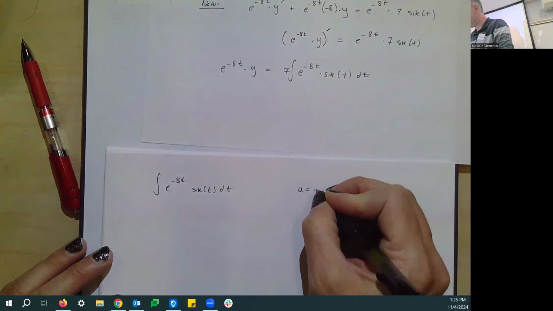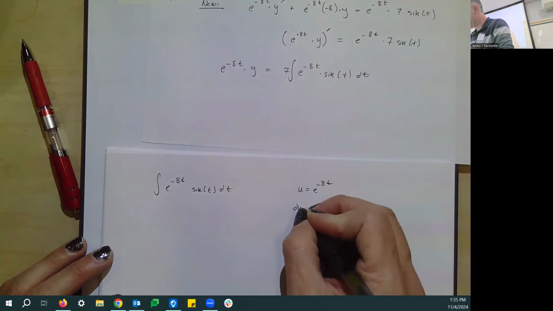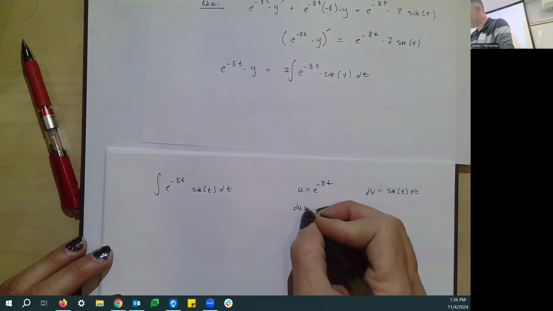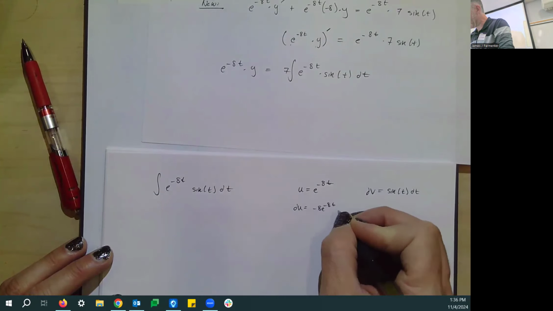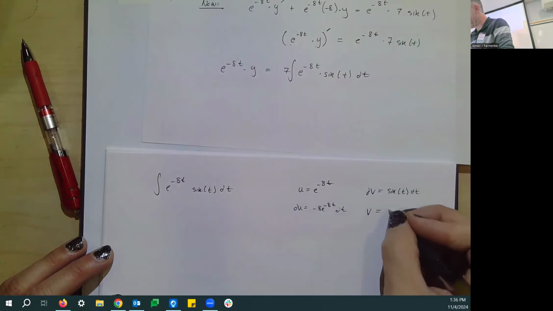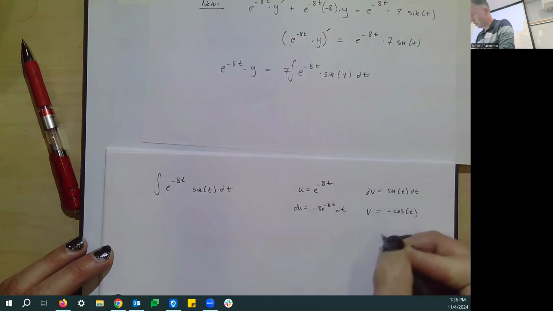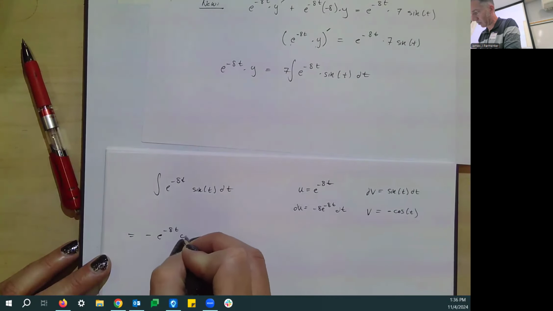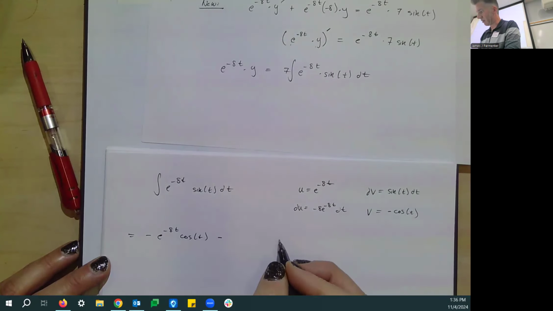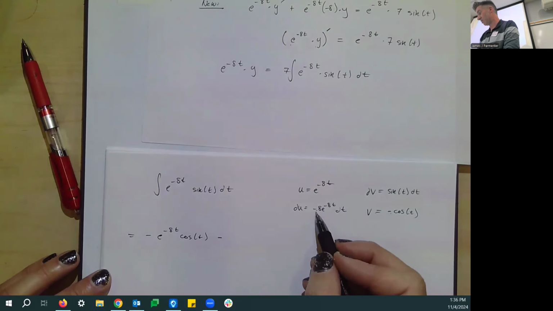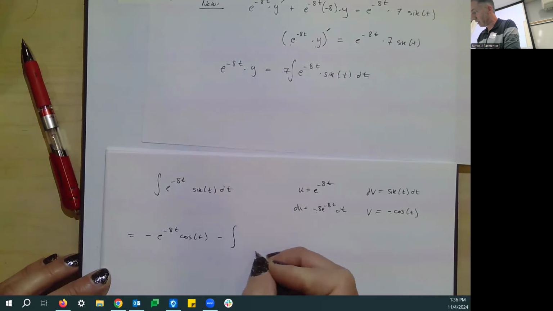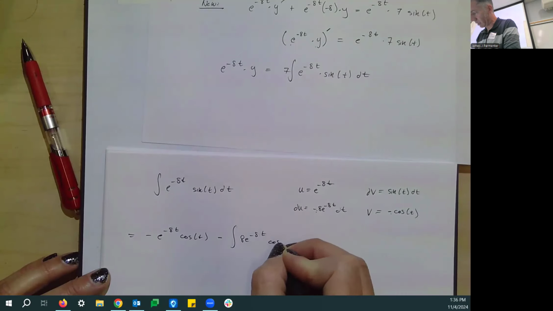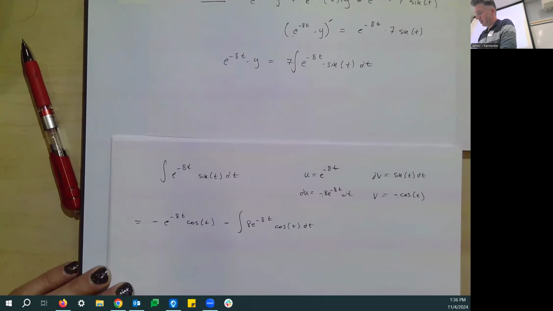So I'm going to say that my u is e to the negative 8t. My dv is sine of t dt. My du is negative 8 e to the negative 8t dt. My v is the antiderivative of sine, which is negative cosine of t. Plugging this all in, we get that times that. So negative e to the negative 8t times cosine of t minus the integral of v du. That's a minus times another minus, so it's going to be a minus, minus, minus. So still minus the integral of 8 e to the negative 8t times cosine of t dt. Bringing out the 8.